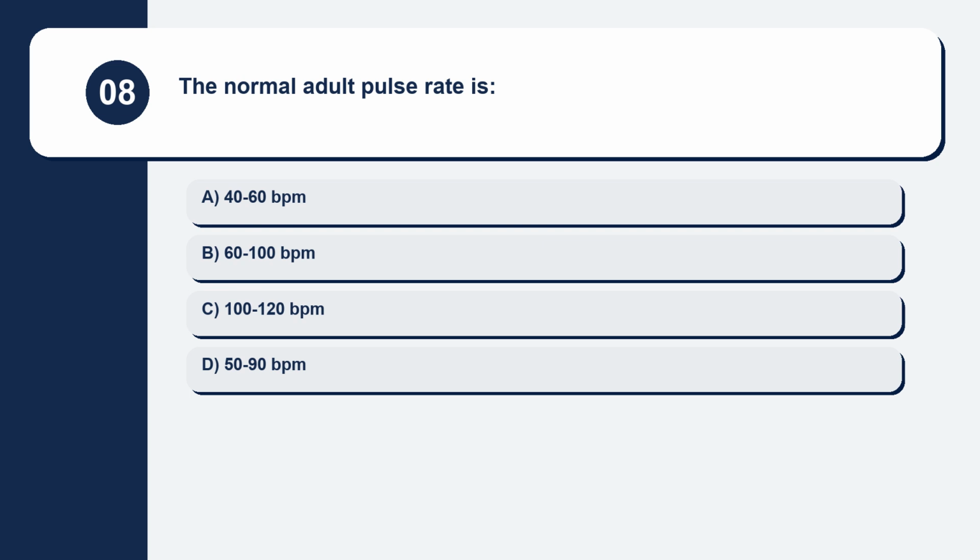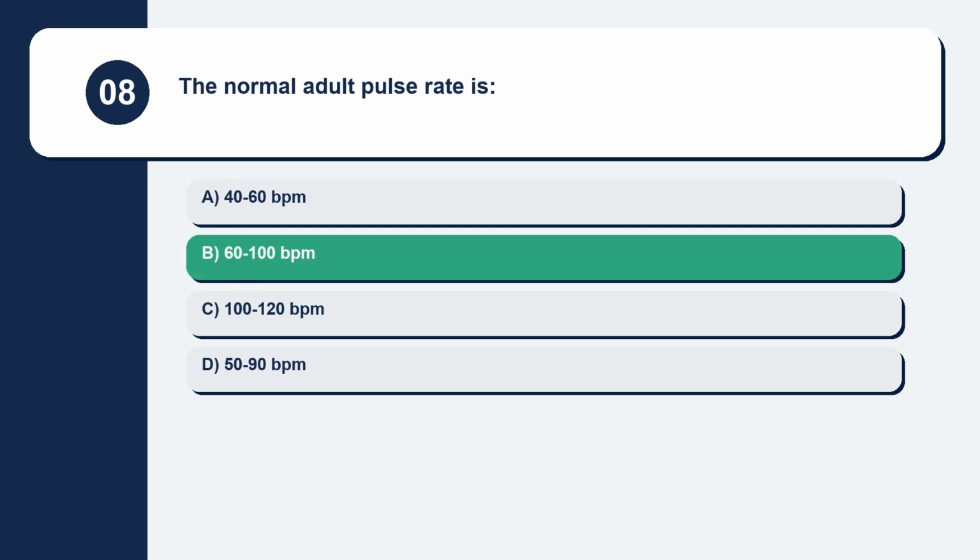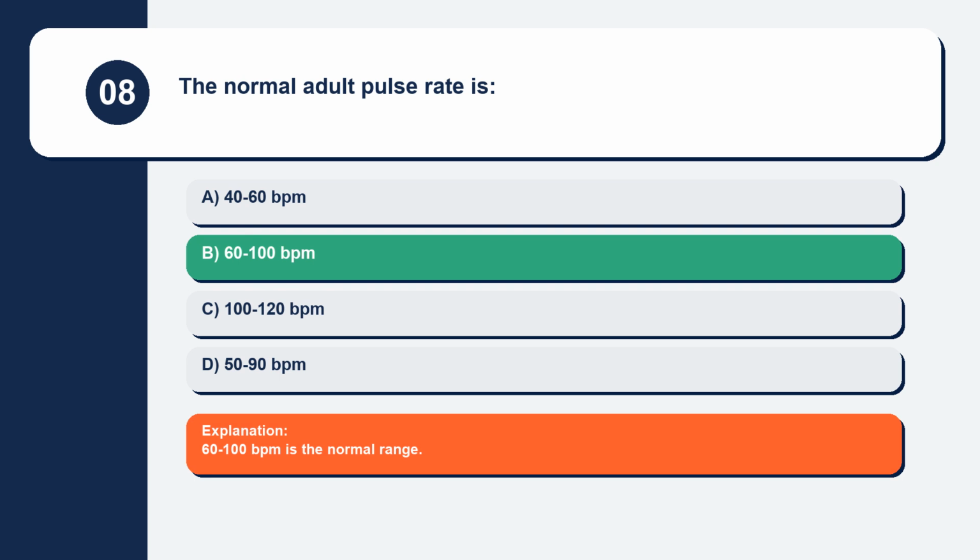Question 8. The normal adult pulse rate is 40-60 bpm, 60-100 bpm, 100-120 bpm, 50-90 bpm. Answer: 60-100 bpm is the normal range.